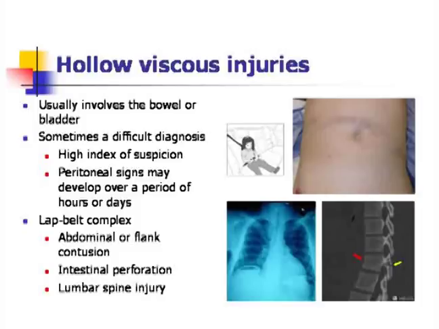Hollow viscus injuries in kids usually involve the bowel or bladder. They're sometimes very difficult to diagnose, so you really have to have a high suspicion that there might be a hollow viscus injury. When you first see trauma patients, they may have a hollow viscus injury and have a completely benign exam, and the peritoneal signs may take hours or even a couple of days to evolve.